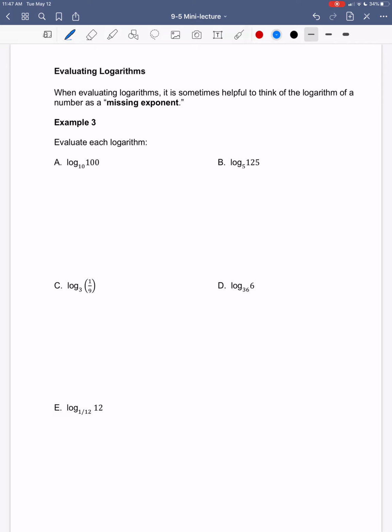Often what we have is we're just asked to evaluate some logarithms. It's helpful to think of the logarithm in this case as the missing exponent, like I've said. And what I can sort of do here is log base 10 of 100 equals what is what we're sort of saying. Well, I can rewrite that then in exponential form. That would say 10 to what power equals 100. And so I see that that logarithm would have to be 2. Right? 10 to the second power is 100.